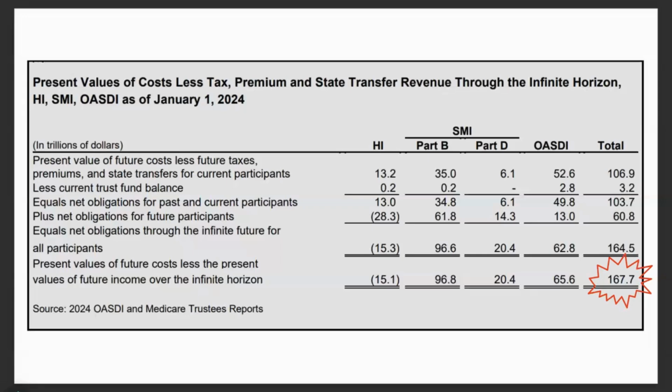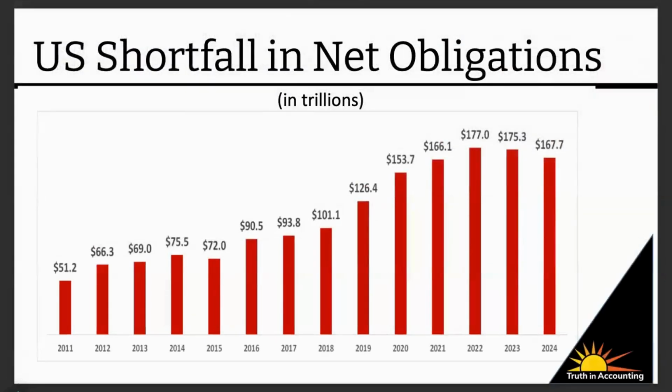So if you go to the next page, this is one that won't appear in the Treasury's report. All I did is take that 167.7 trillion for 2024 and mapped it going back 15 years. Back in 2011, the same number was 51.2 trillion. So in 15 years, our net obligations just on the social programs of Social Security, Medicare, and Medicaid are up over $115 trillion.